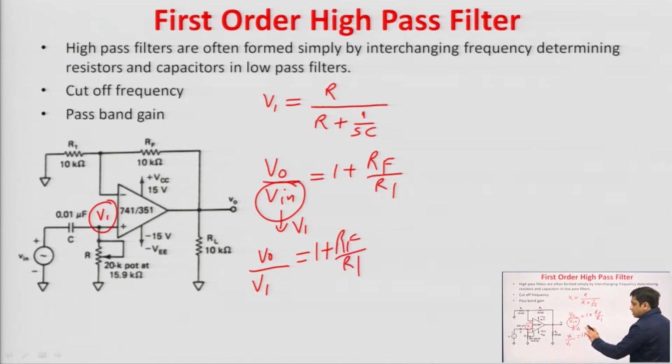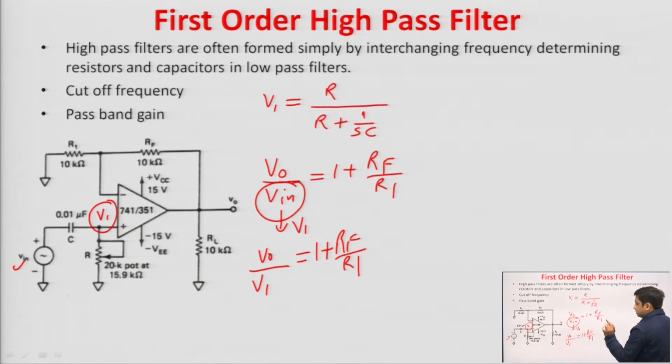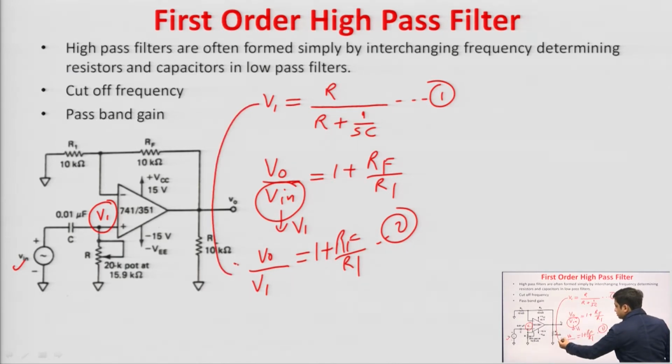Do not be confused here, this V in is the input signal that has been applied, and V 1 is the voltage at the non-inverting terminal. Let us say this is equation 1 and this is equation 2. Now, you can put the value of V 1 from equation 1 into equation 2, and we can rearrange the terms and find out the value of V naught upon V in easily.